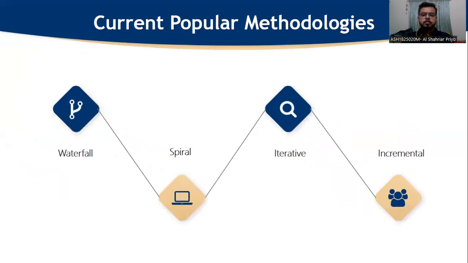Here I talk about the current popular methodologies among software developers for development of software. First one is waterfall, then spiral, iterative, incremental, and various agile methods are also practiced among software developers very regularly and often.